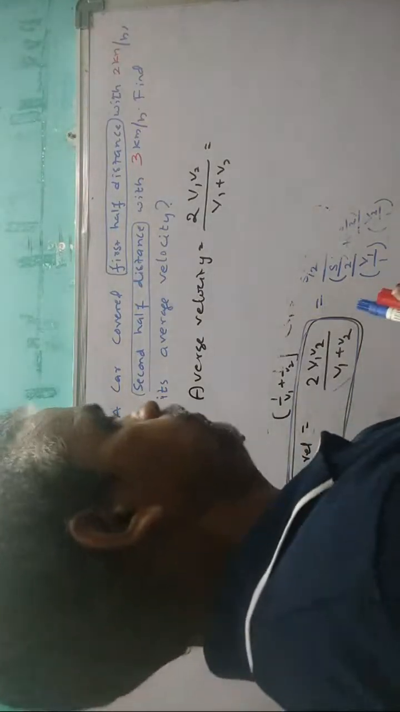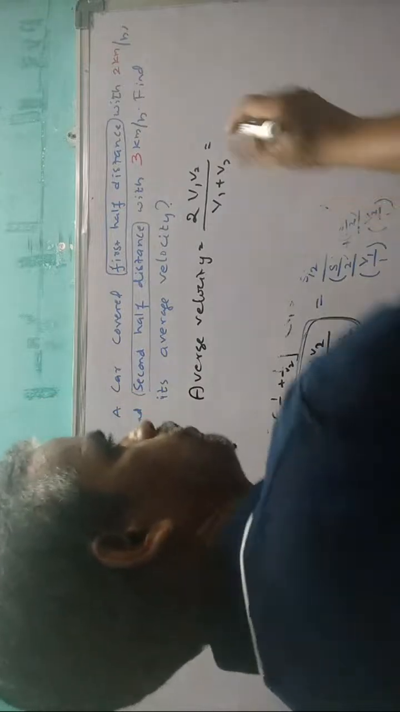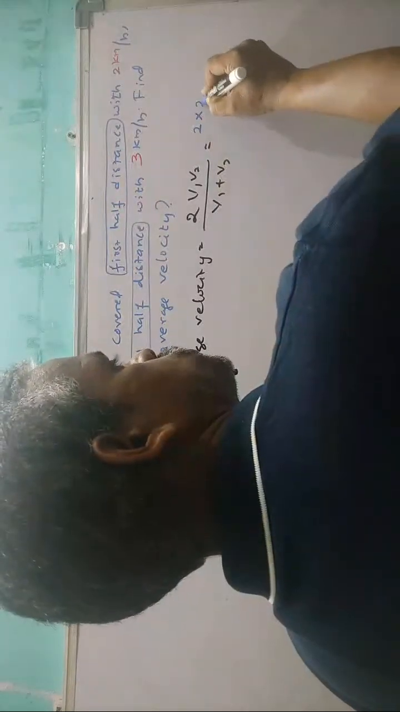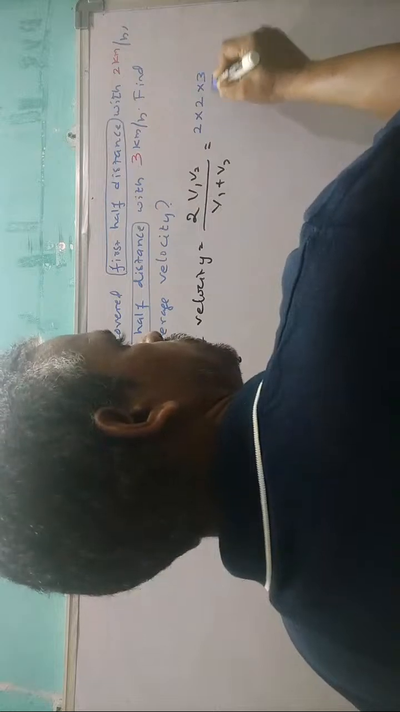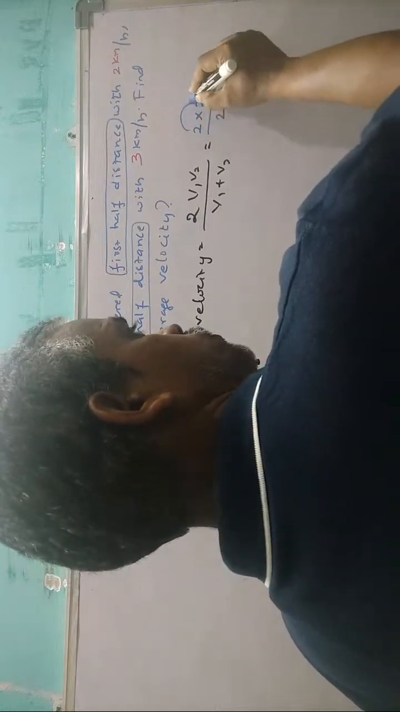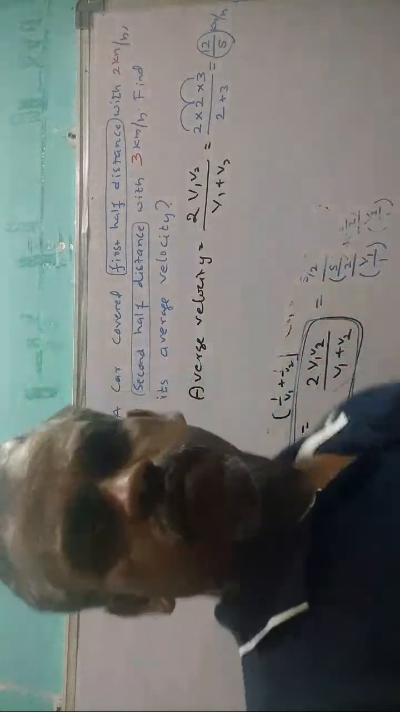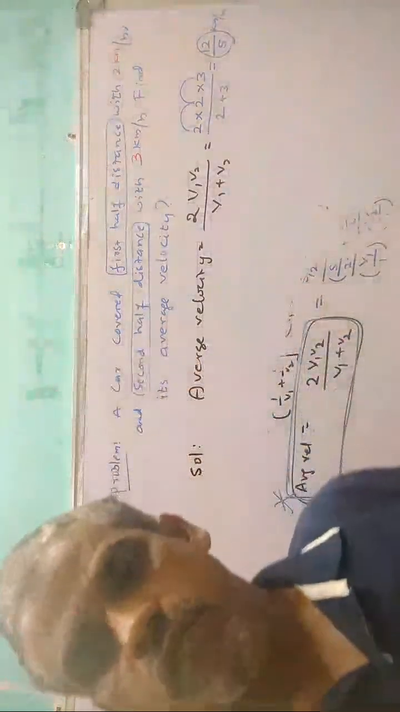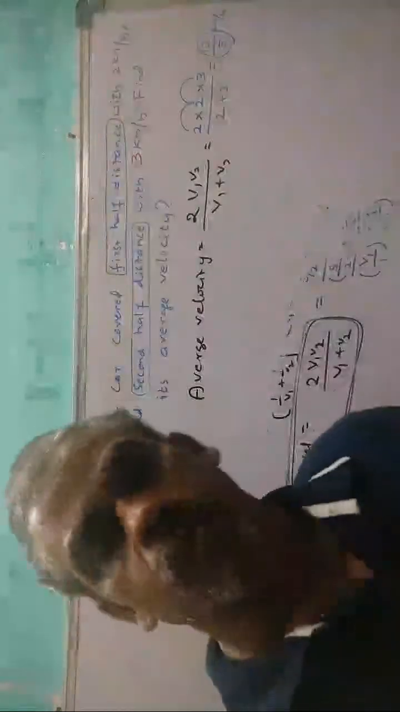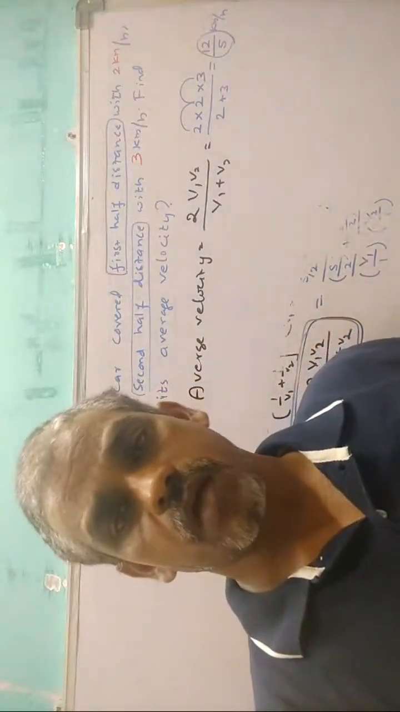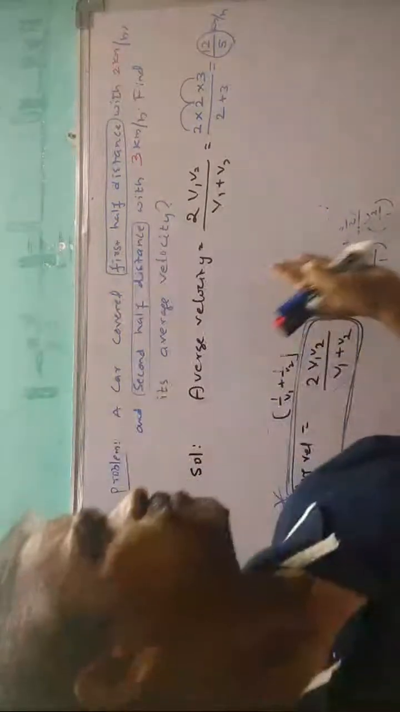Okay, I will do. First half distance with v1, that is 2, second half distance with v2, 2 plus 3, 2 into 4, 4 into 3 are 12, 12 by 5 kilometer per hour. Very good. Okay, so this is about average velocity, average speed. So average speed is same.